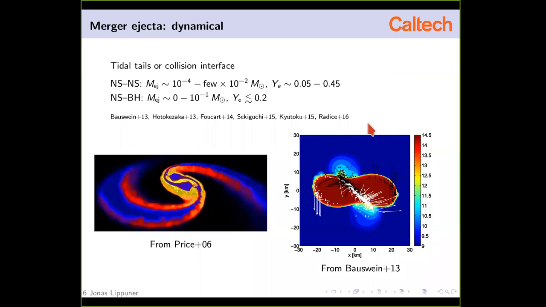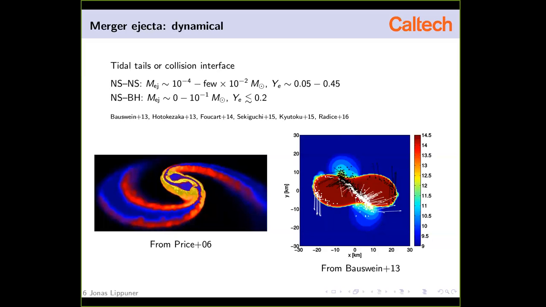So this first type of ejecta is called tidal tails. And what happens is as the neutron stars get close, tidal forces disrupt the neutron stars, and they rip each other apart. And a small amount, between 10 to the minus 4 to a few percent of a solar mass in this tidal tail can get ejected, and that tends to be fairly neutron rich, all the way down to 0.05.